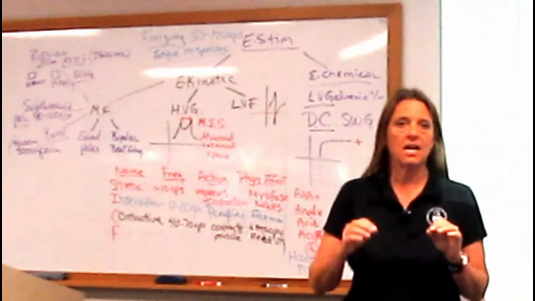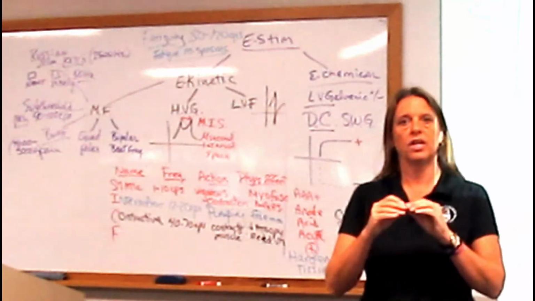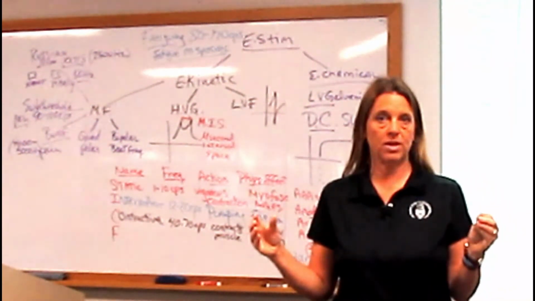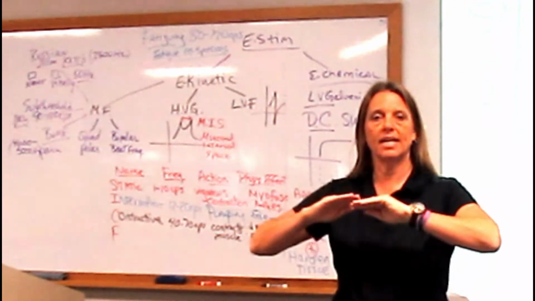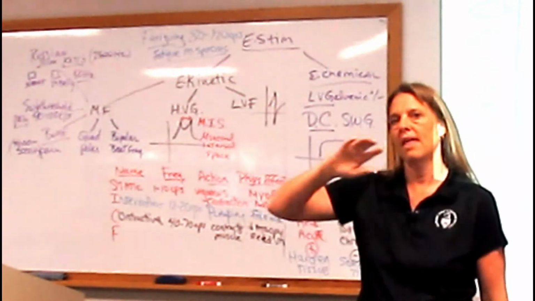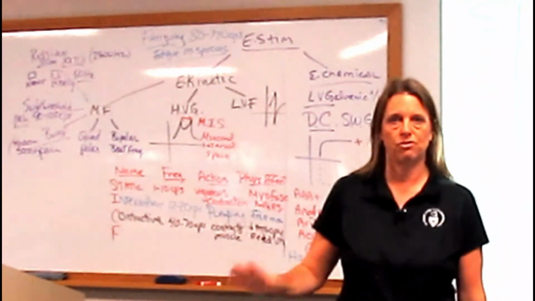You will see a lot of options on these machines where they're going to give you a chance to sweep through the frequency or to stay at a continuous frequency. Continuous frequency means you set it at 100 cycles per second. That's what the person's going to get the entire treatment.